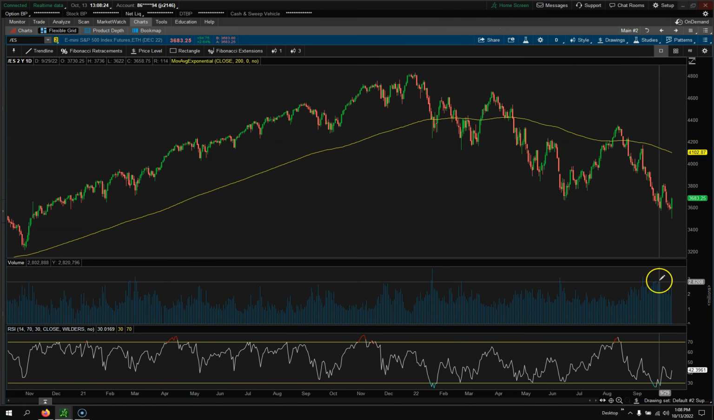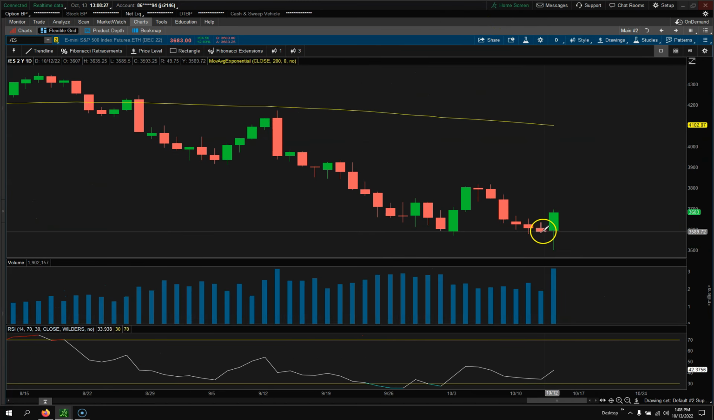Another thing that we want to look at is, this is a bullish engulfment at the lows. We were in a waterfall, took out the lows, reversed, took out the highs, and engulfed this entire previous day's candle. That is very bullish. And we also closed right near the highs.